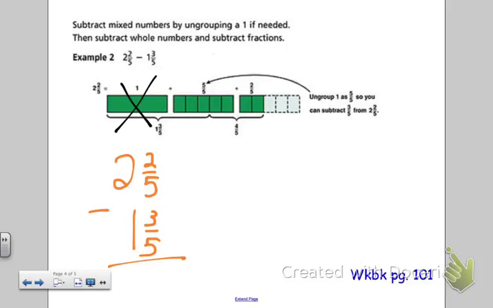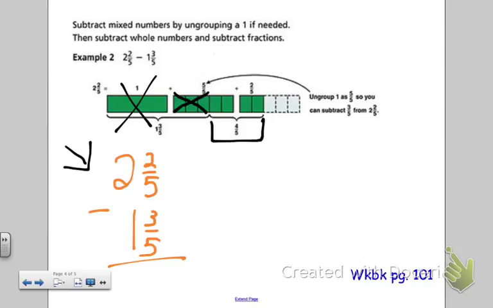So here's the 1 I'm going to get rid of, taking out 1. And I also need to take out 3/5. So maybe I'll just take out this section right here, because there's 3/5 to take away. And what do I have left? I have 4/5 remaining. So what would that look like when I'm working it out without the diagram?